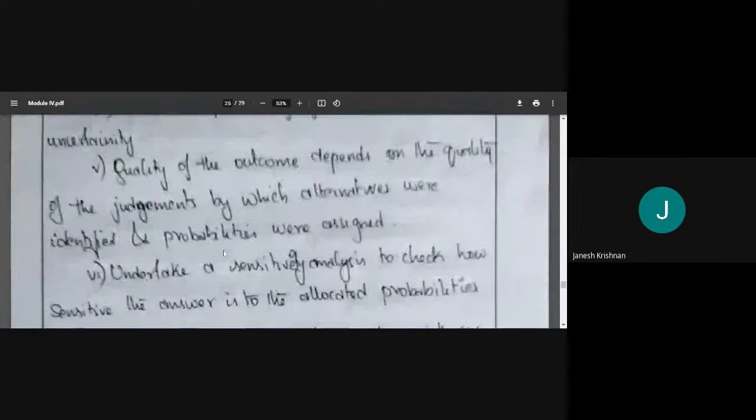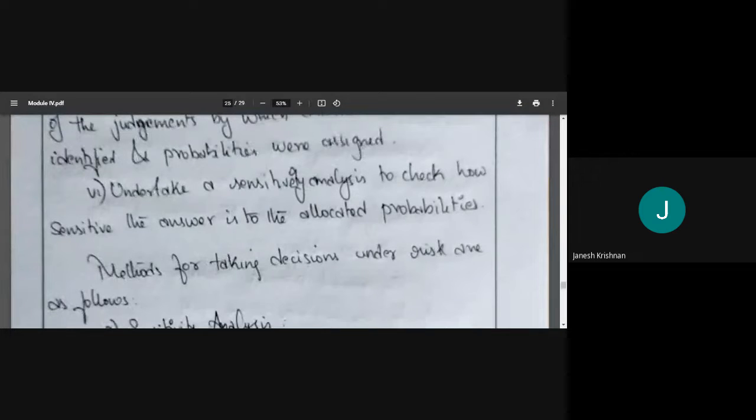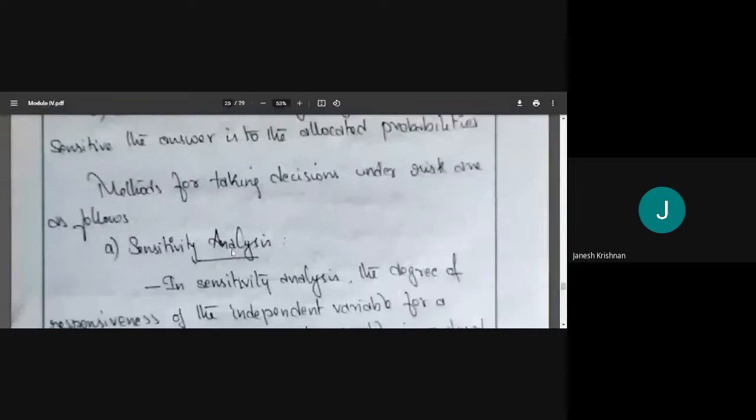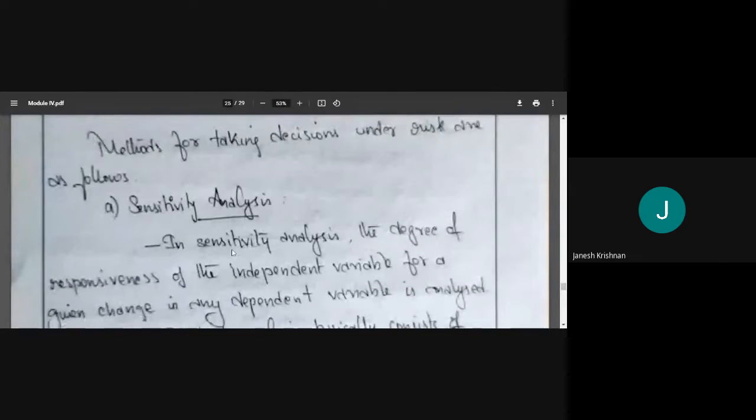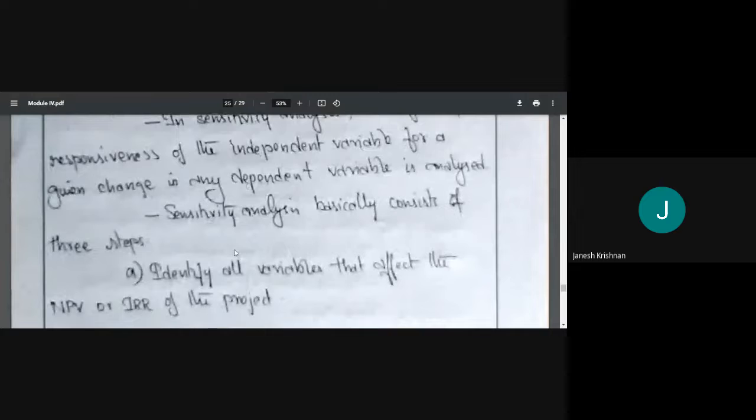Then we will do sensitivity analysis, or we can do decision tree analysis. In sensitivity analysis, we see what happens when we change the independent variable, what will happen to the dependent variable. So this responsiveness is analyzed. Identify all the variables that affect the NPV. NPV means net present value. IRR means internal rate of return.